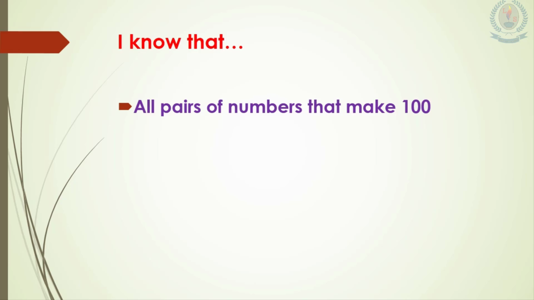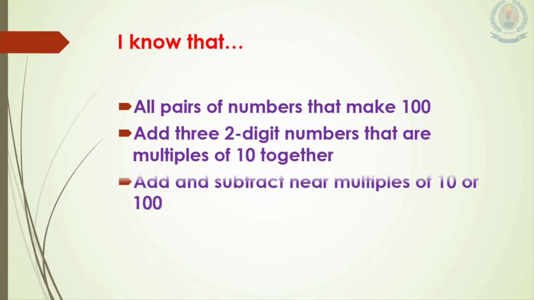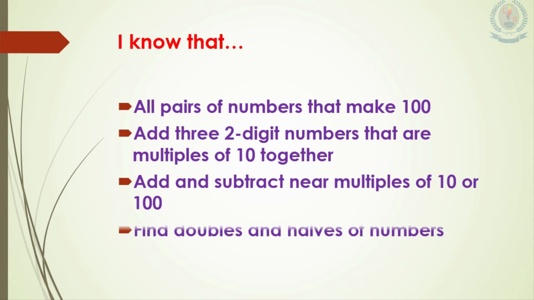From this lesson, you learned all pairs of numbers that make 100. Add 3 two-digit numbers that are multiples of 10 together. Add and subtract near multiples of 10 or 100. Find doubles and halves of numbers.